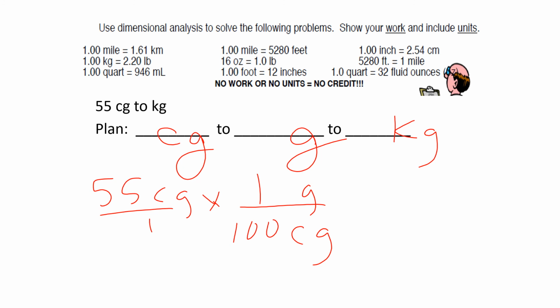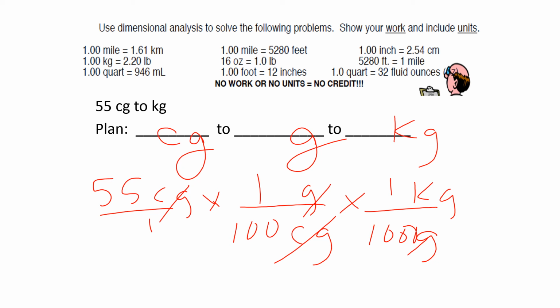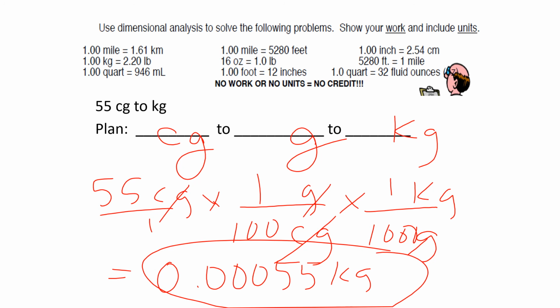There are 100 centigrams in a gram. These cancel, and then go from gram to kilogram. 1 kilogram has 1,000 grams in it. So here we will be taking 55, dividing it by 100, and then dividing it by 1,000. So we get 0.00055 kilograms, and your sig fig is based on the 2 sig figs in the 55 kilograms. No, 55 centigrams.